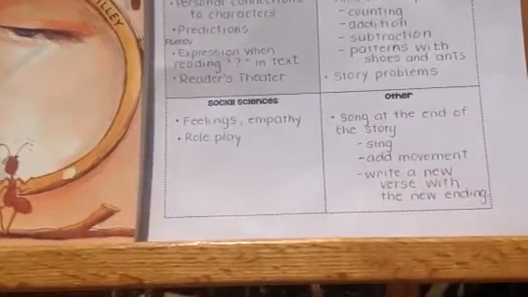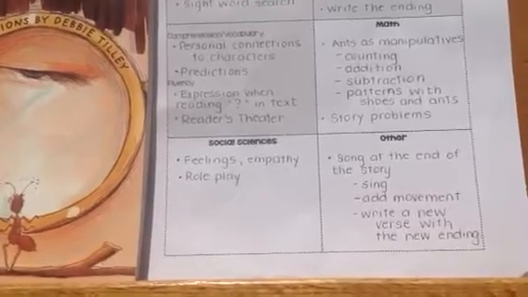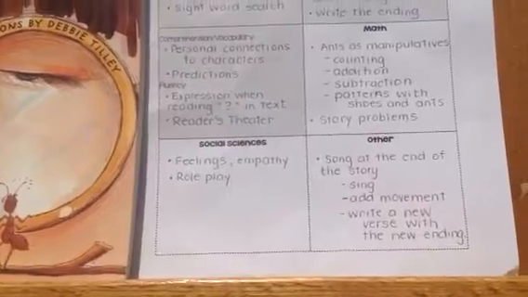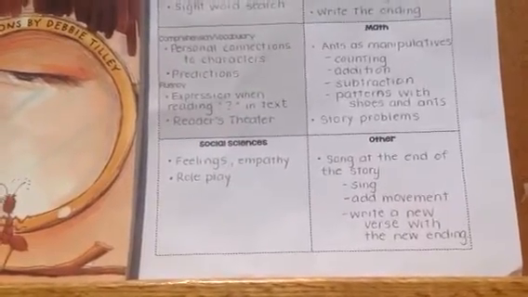Always we can do predicting skills when we read a new text, and so you can ask them what they think will happen next, and the end is open-ended, so you can also predict the ending that you would choose if you were the author.